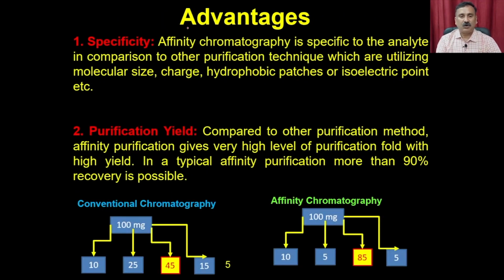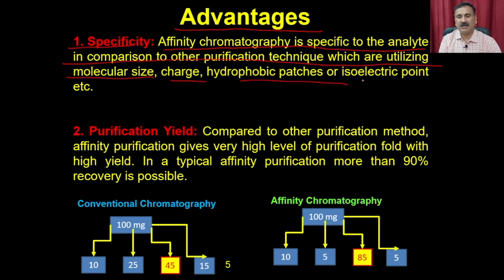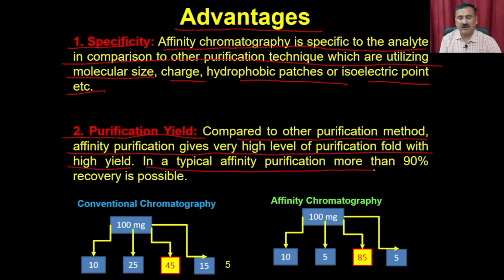What are the advantages of affinity chromatography? First is specificity. Affinity chromatography is specific to the analyte, in comparison to the other purification techniques which utilize molecular size, charge, hydrophobic patches, or the isoelectric point. The second point is the purification yield. Compared to the other purification methods, affinity purification gives a very high level of purification with a high yield. In a typical affinity purification, more than 90% recovery is possible.